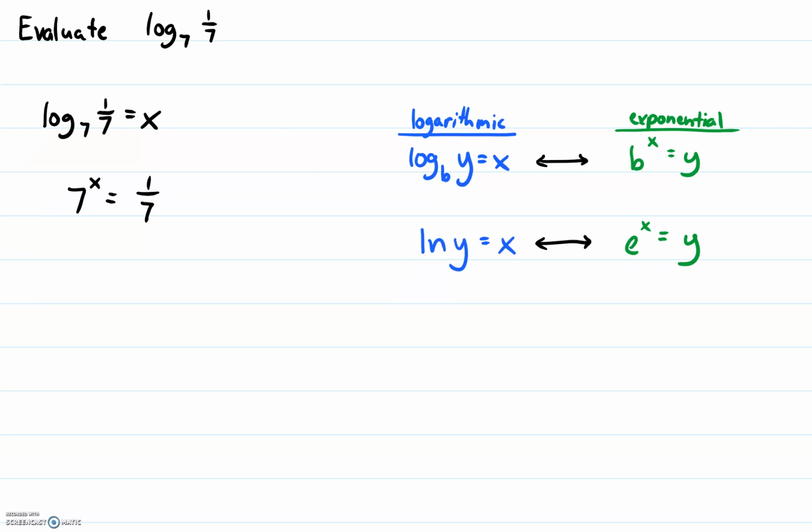And so now it's a little bit easier to understand what the question is actually asking. What it's saying is, 7 to what power is equal to 1 over 7? Now the answer is still not completely obvious.